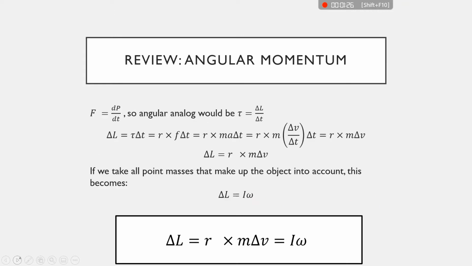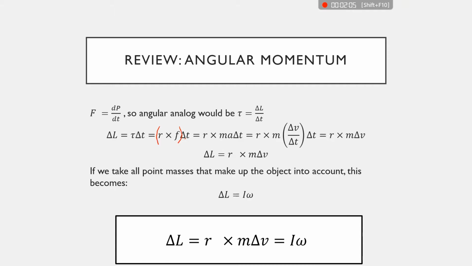For angular momentum, we could say, by definition, our force is equal to the derivative of momentum with respect to time. So our rotational analog would be the torque is equal to the change in our angular momentum over change in time. Then I could cross multiply. So this would be our torque times our change in time should be equal to our change in angular momentum. Our torque is my displacement cross my force. So that would be displacement cross force times dt.